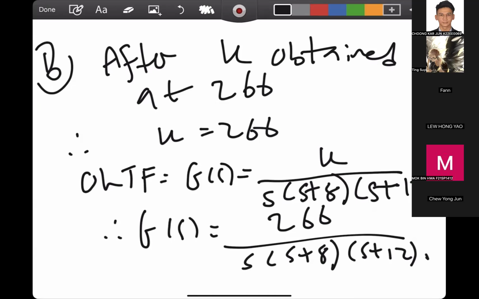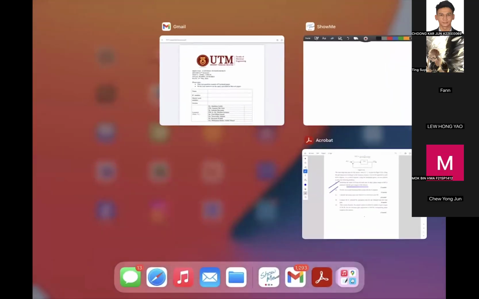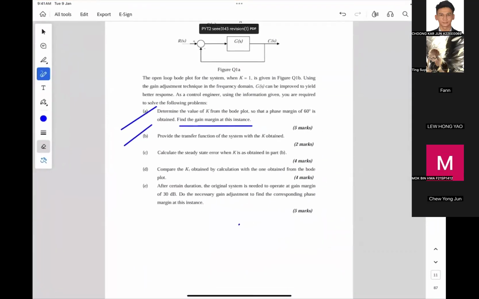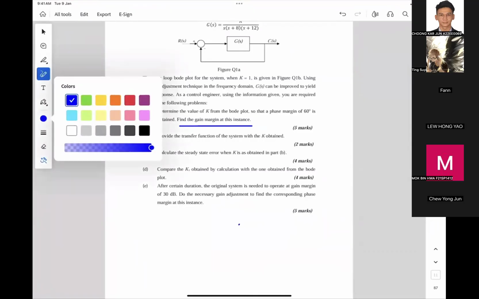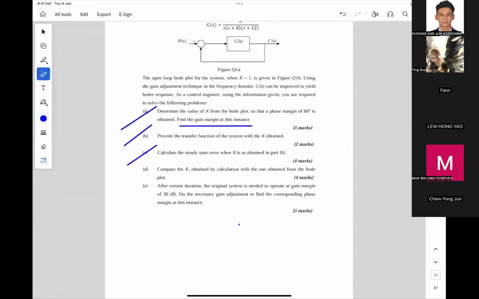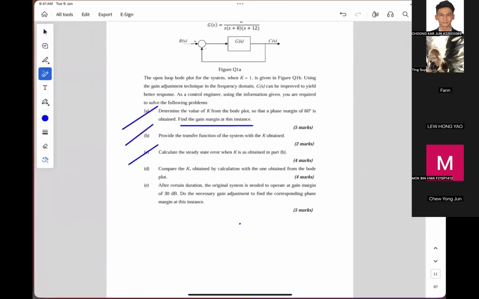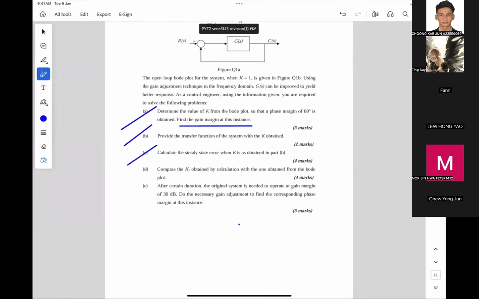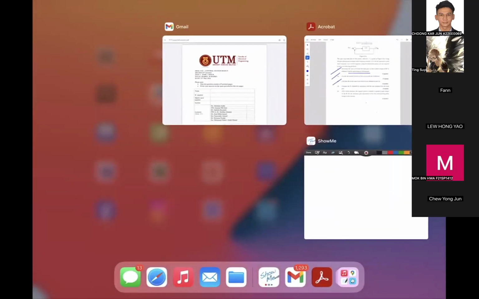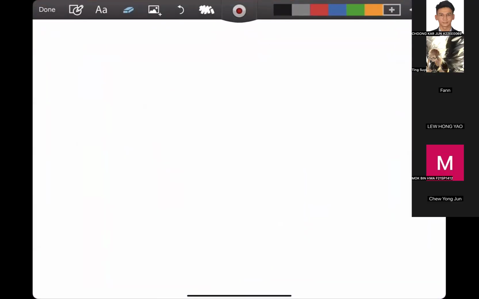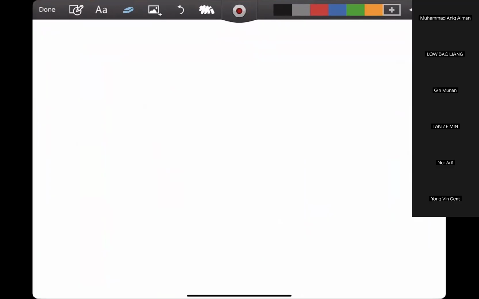Part C is the steady state error. Calculate the steady state error when K is obtained as in part B. Okay. Calculate, not read from the graph. Calculate meaning that you have to use what formula?